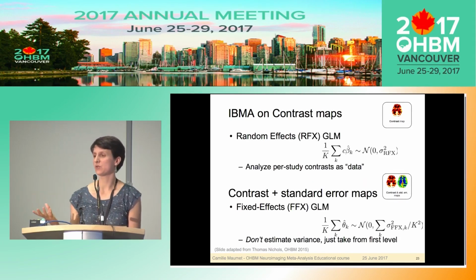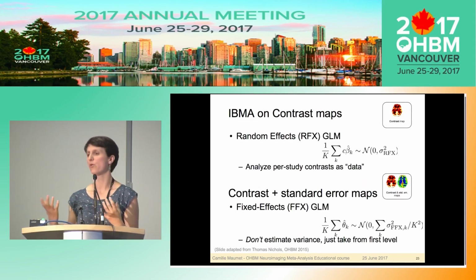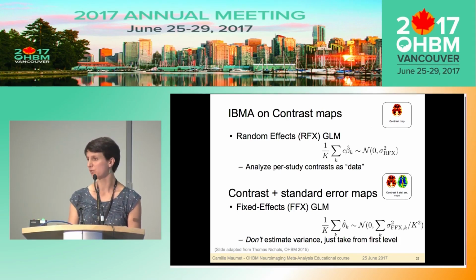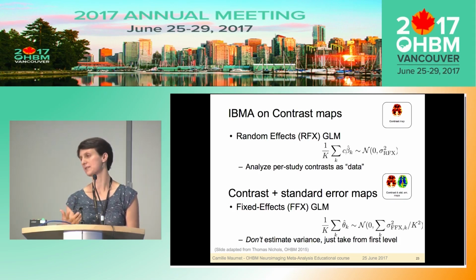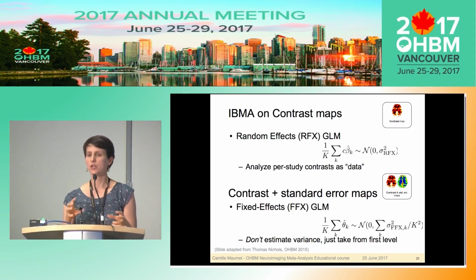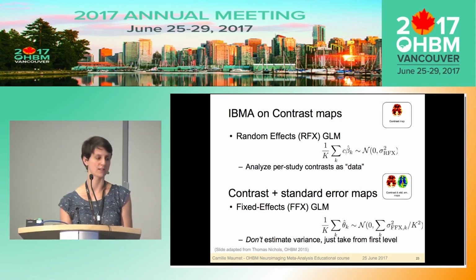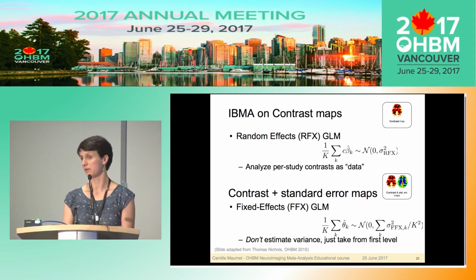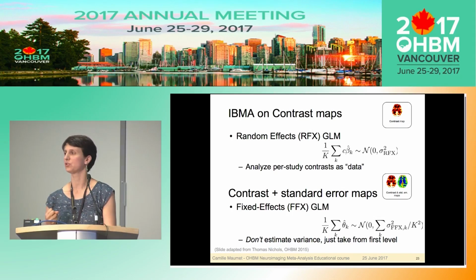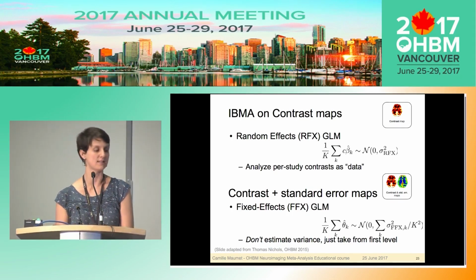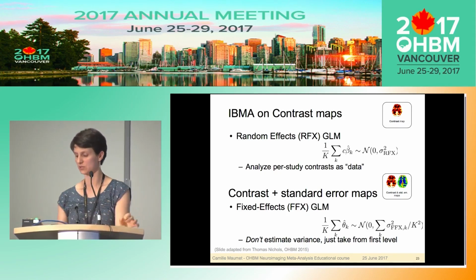Then if you only have the contrast maps, what you can do is perform a random effects GLM. So this is very similar to what SPM is doing at the group level. Typically when you do a second level analysis using SPM, you combine your contrast estimates from all your subjects. You don't bring the standard error maps at the second level. You can do the very same thing for meta-analysis. And finally, even if you have the contrast map and the standard error map, you could also do a fixed effects version of the meta-analysis, where you ignore between study variance.